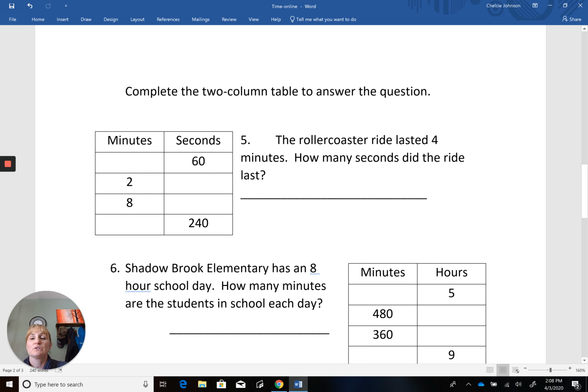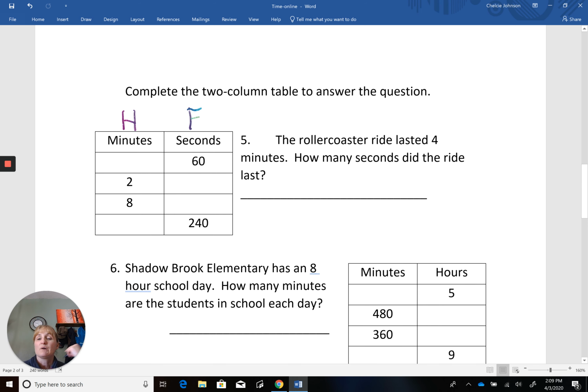Okay, now we're going to look at completing a 2-column table chart to answer each one of these questions. And this is where we're going to go back and we're going to use our saying, horse to fly you, multiply. Fly to horse, you divide, of course. So let's look here. We have minutes and seconds. So what is our horse or our larger amount of unit of time? Which in this case would always be your minutes when it's compared to your seconds. So then seconds are going to be your fly.